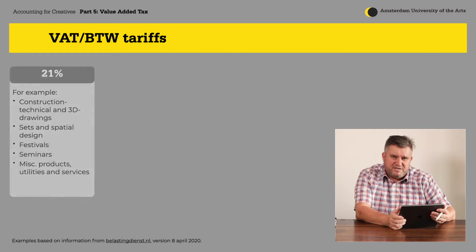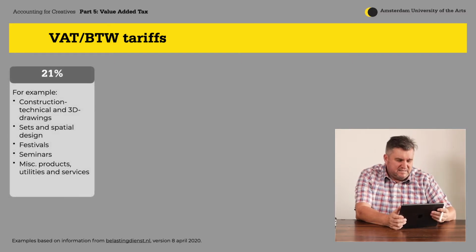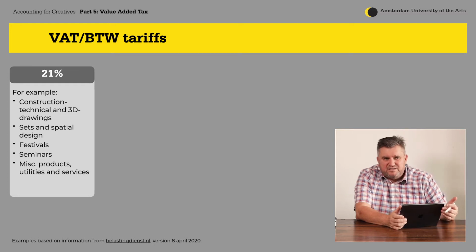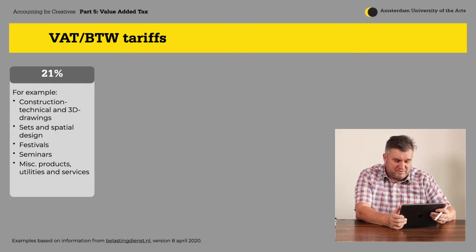In the Netherlands we have several tariffs of VAT. The normal, usual tariff is 21%. It's called the high rate and it's about, let's say, everything which is not especially mentioned on the website of the Belastingdienst. If there's no exception, it's always 21%.